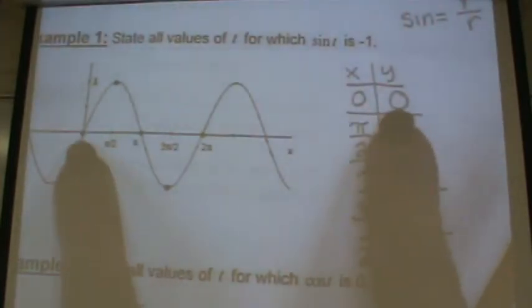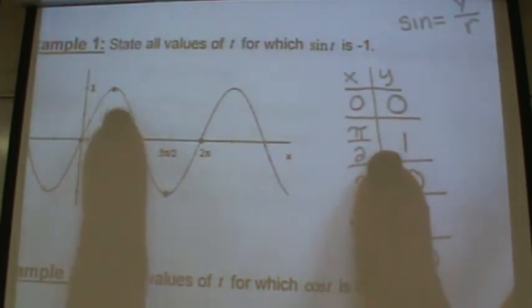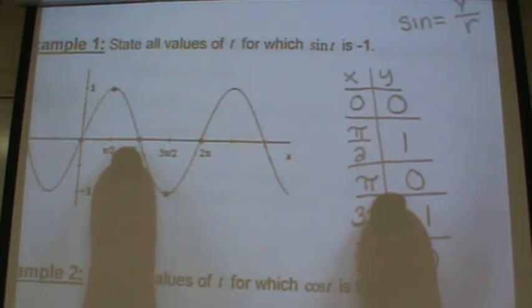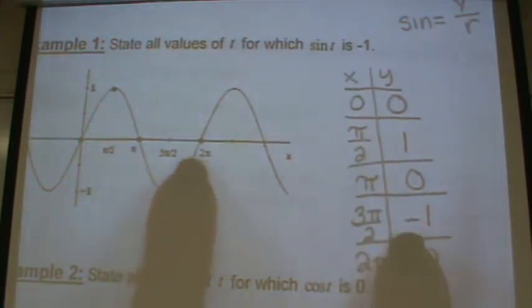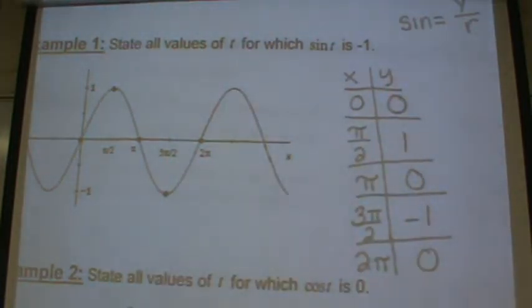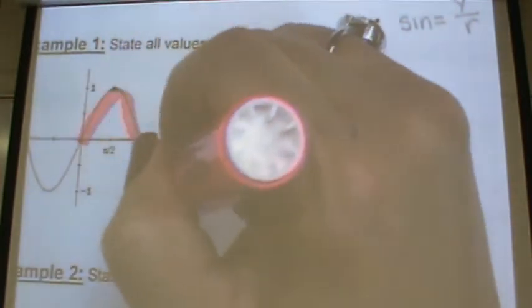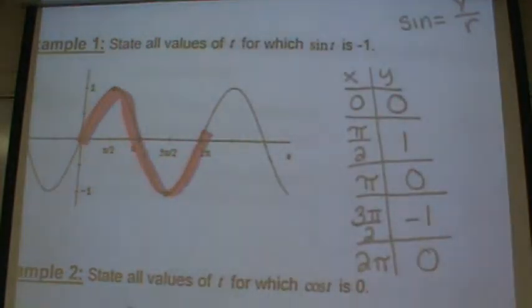So where are these 5 points? Well, 0, 0 is right there. Pi over 2, 1 is right there. And then pi, 0, 3 pi over 2, negative 1, and then 2 pi. Now what's going to happen is the pattern is going to repeat. So this is one full period from here to 2 pi. And then that cycle is going to continue.